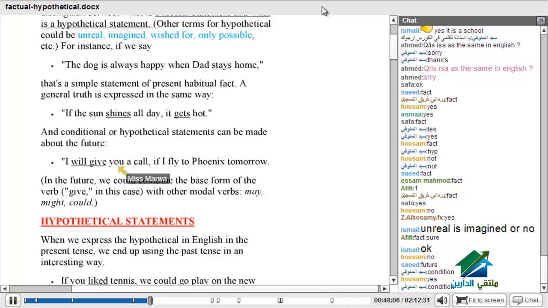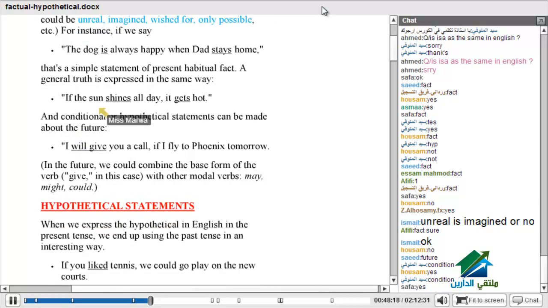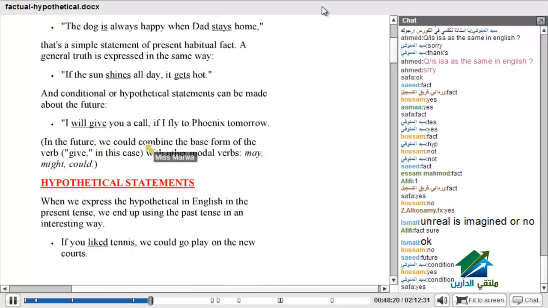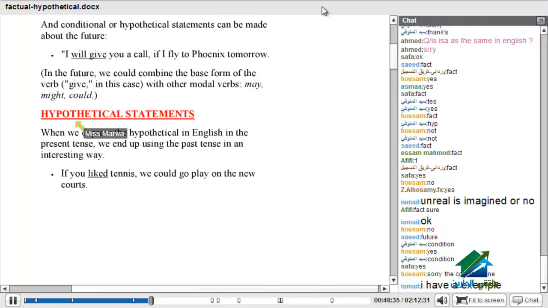The difference between facts, if the sun shines all day, it gets hot, and this one is that I'm speaking about something specific that, if it happens, I'll do. Then, in the future, we could combine the base form of the verb, like give in this case, with other modal verbs: may, might or could. Let's speak about hypothetical statements.